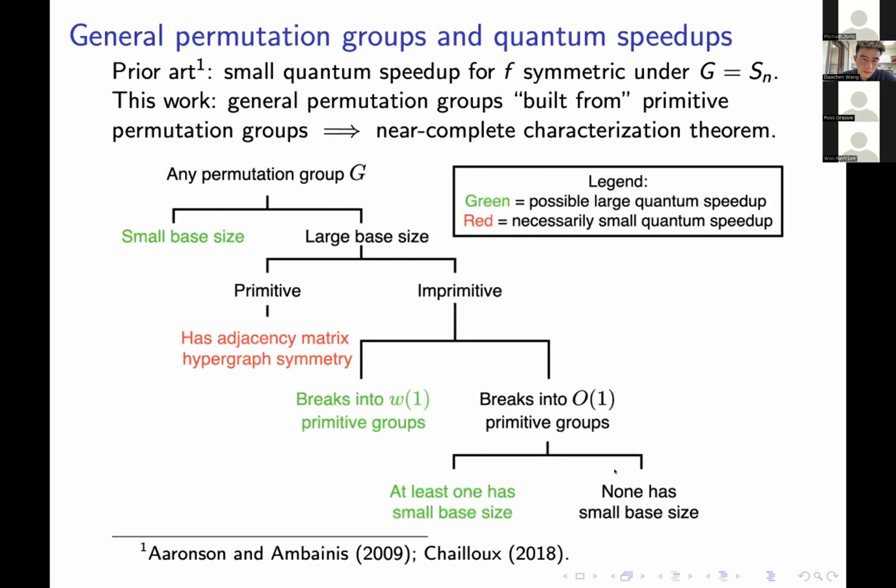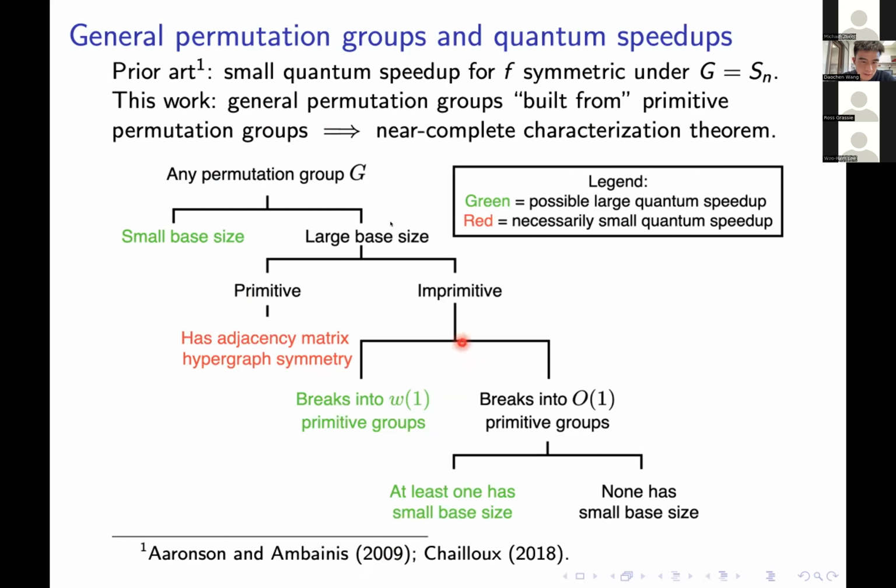In our work, after noting also that general permutation groups are in some sense built from primitive permutation groups, and for experts, they're built by this notion of Rees product, we can show the following almost complete characterization theorem of quantum speedups for functions symmetric under any permutation group.